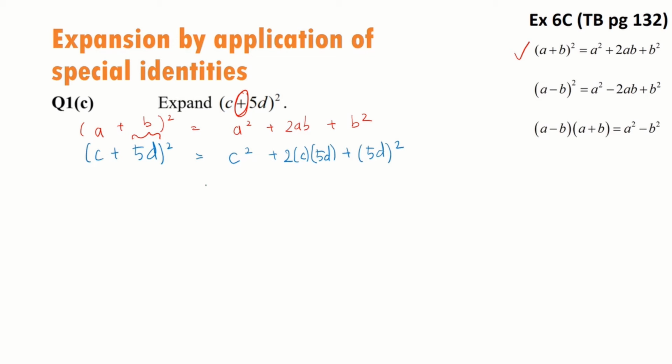Getting back to the question, c square remains the same. And then 2 times c times 5 times d, 2 times 5 gives me 10, so I will have 10cd. And then (5d) bracket square will give me 25d square. And this is how we can get the answer by using our special identities. So please do take that out.